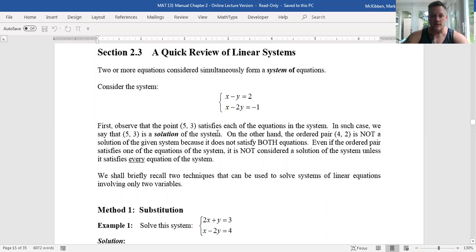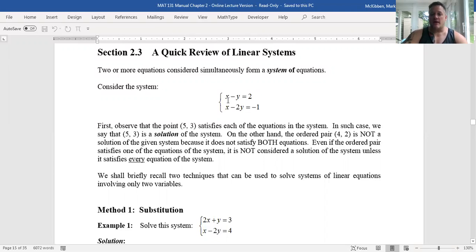So for instance here, if you put 5 in for x and 3 in for y, you'll notice that both of these equations are satisfied. And so we'll call (5, 3) a solution of the system. But if you plug in 4 for x and 2 for y, it satisfies the first equation, but not the second. And so it's not a solution of the system. You have to satisfy both equations of the system in order for it to be a solution.